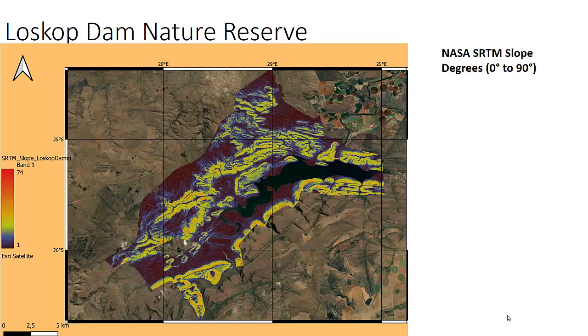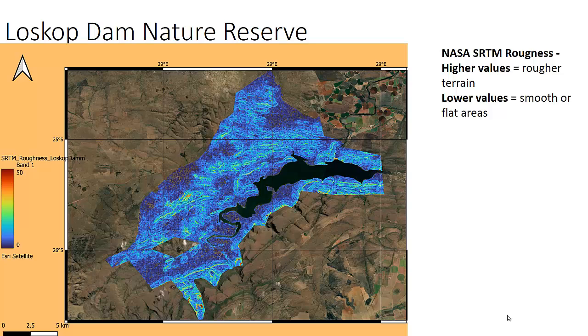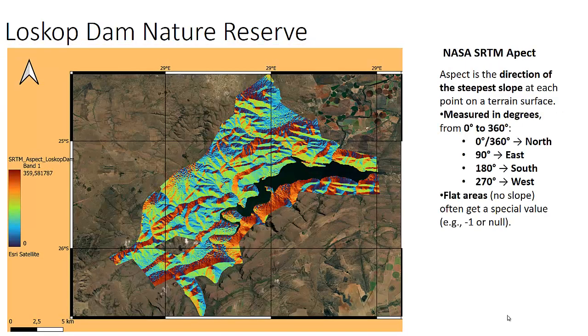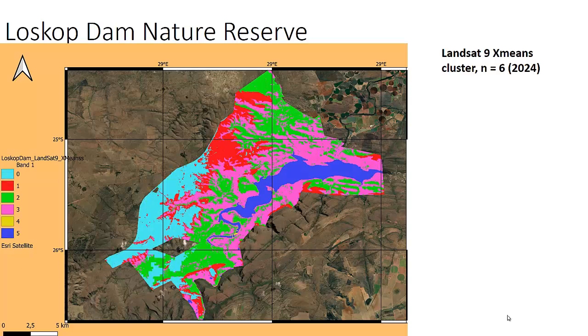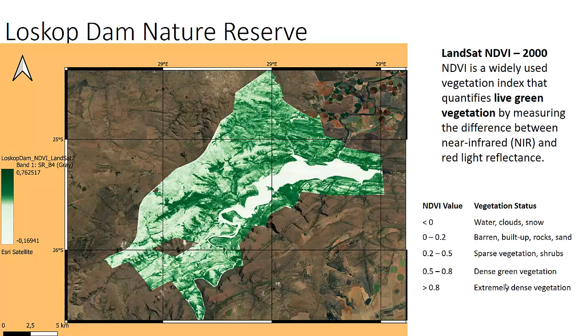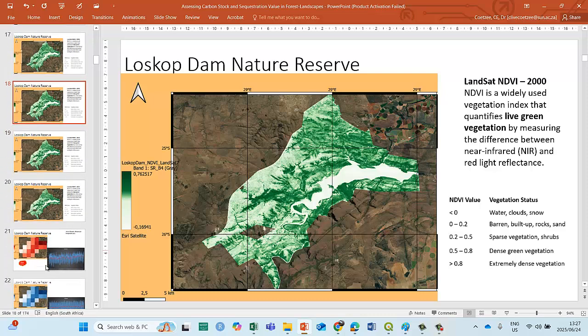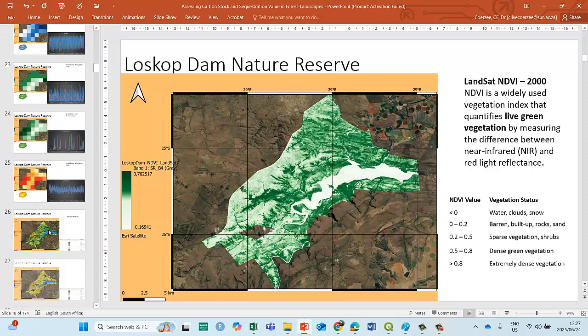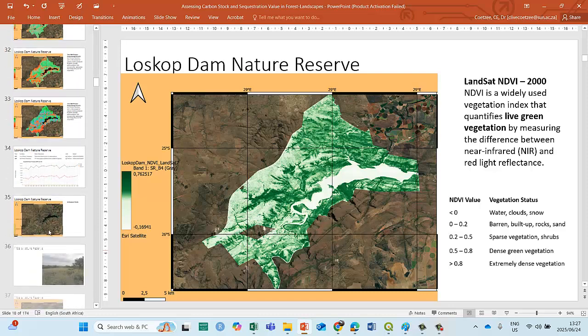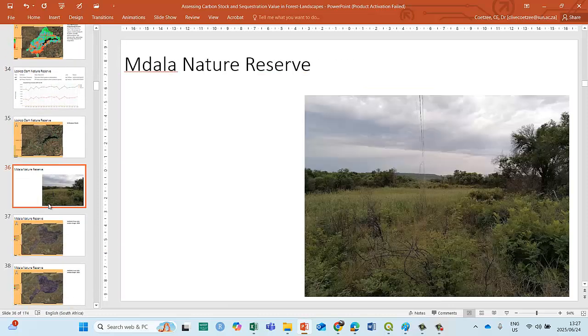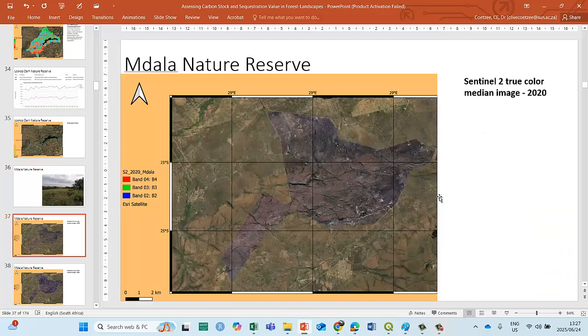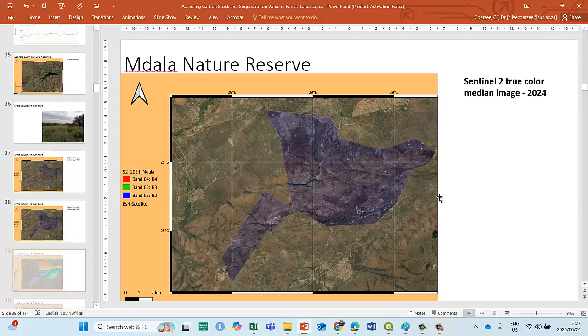Yeah, so there we go. There's a number of topography images of the specific reserve, and I've done it for the others as well. So there's Madala, for example. Where's Madala? There's Madala. This is just a picture of Madala. That is its daytime median in 2020, median in 2024.